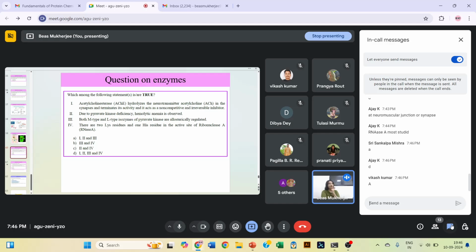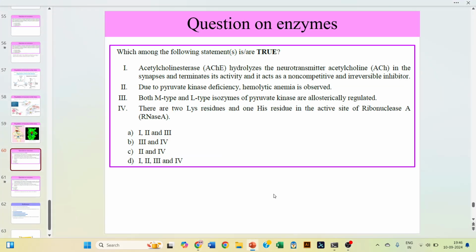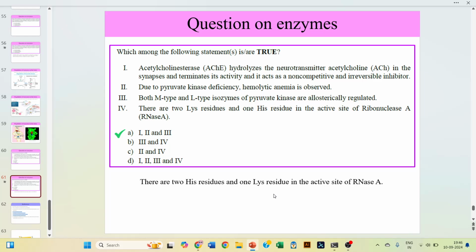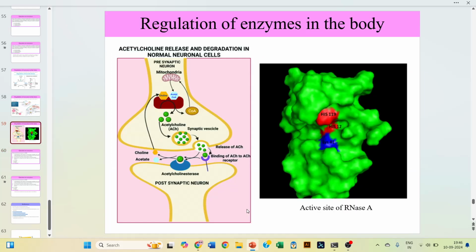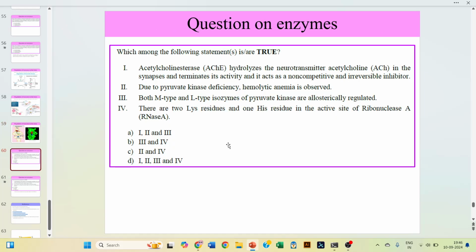So all those who are saying that A is true have seen the picture of RNase A properly. A is the right answer. That is because RNase A has 2 histidine residues and only 1 lysine residue in its active site, and not 2 lysine and 1 histidine. So if we go back to this figure, you can see that there are 2 histidine residues and 1 lysine, whereas here it is given that there are 2 lysine residues and 1 histidine.